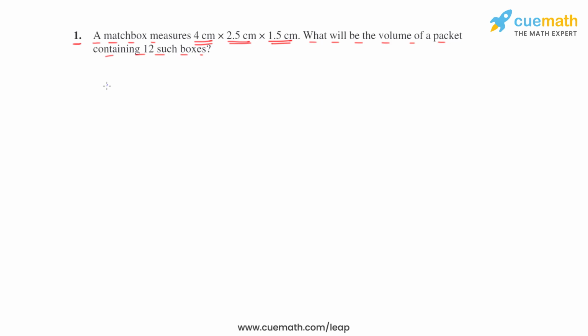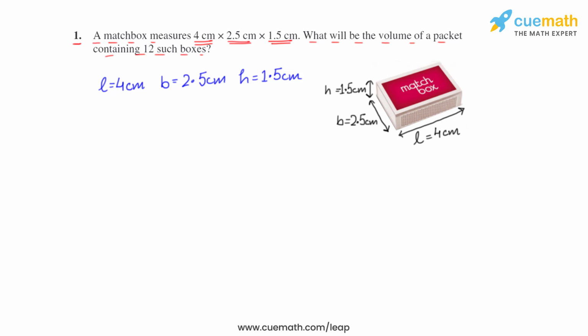So let's write what is given. Length is 4 centimeters, breadth is 2.5 centimeters and height is 1.5 centimeters. As it is a matchbox, it will be cuboidal in shape. So length is 4, breadth is 2.5 and height is 1.5. So let's find the volume of this first. So volume of one matchbox.